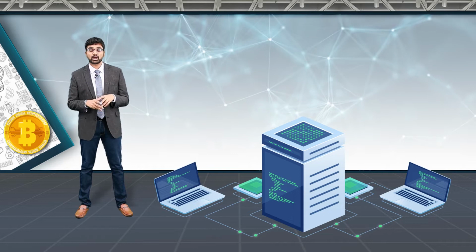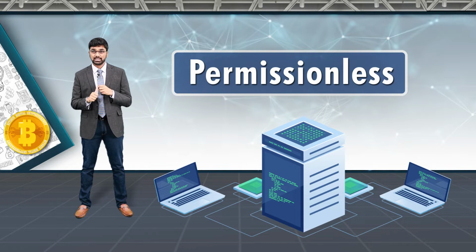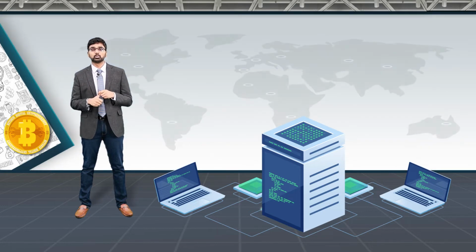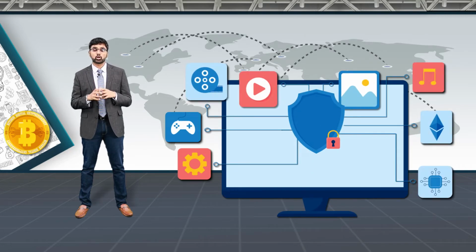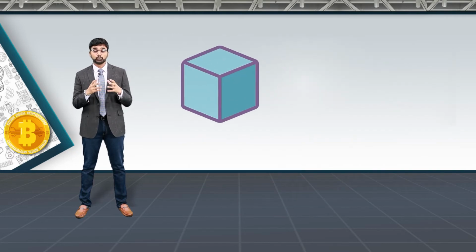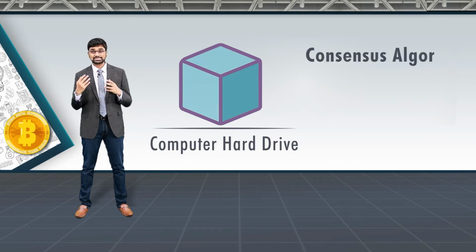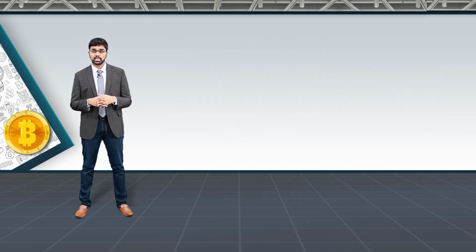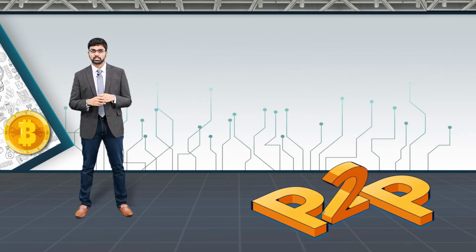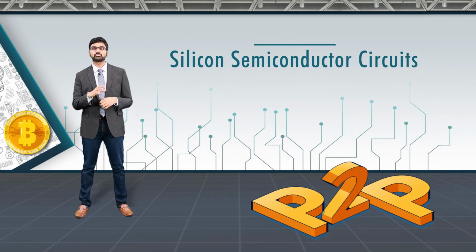Blockchains are distinct from other computer networks because, one, they are permissionless. Any computer anywhere in the world can become a part of this large virtual computer as long as they follow the consensus algorithm. In a blockchain, the blocks themselves can be thought of as the computer hard drive. The consensus algorithm is like an operating system, like a Windows or a Mac OS. And the peer-to-peer network is like the silicon semiconductor circuits that carry data between different parts of the computer.